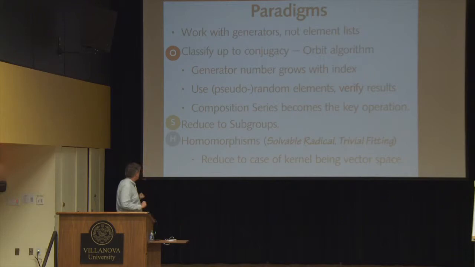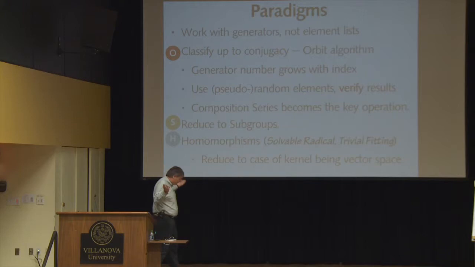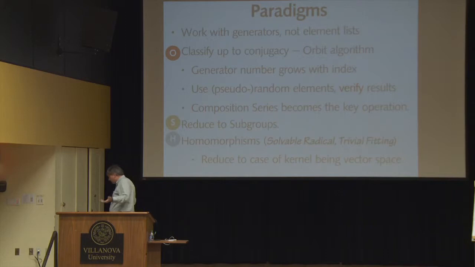Well, and then the two, in some way obvious, reductions are: how can we reduce to something smaller if we have a group? We can reduce to a subgroup, or we can reduce to a factor group. In fact, we want the factor group to be connected to the group, so we want a homomorphism, the natural homomorphism for this factor group. And the methods for this go under the name of solvable radical method or trivial fitting method, where we look in particular at homomorphisms whose kernel is a vector space.